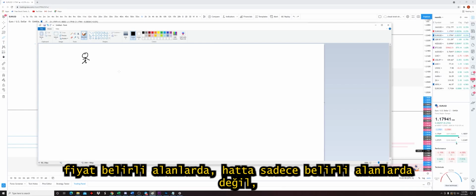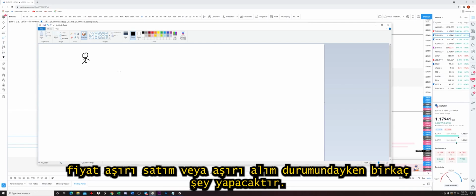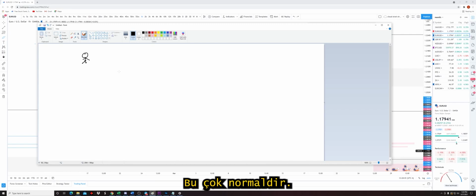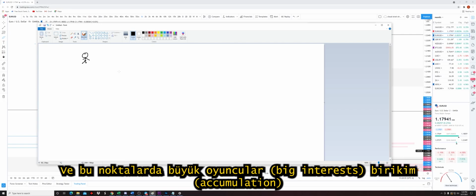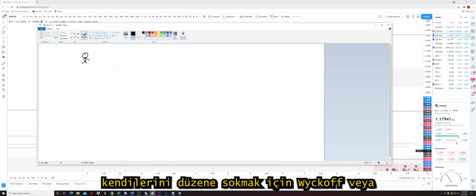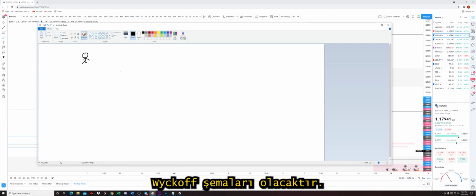And noticed that price will do a few things in certain areas, not even certain areas, price will undergo a few things when it's either oversold or overbought. So in smart money terms, price does become oversold and overbought. That's very normal. And at those points, big interests are going to undergo accumulation or distribution, which is going to be Wyckoff or the Wyckoff schematics, to get themselves into order.